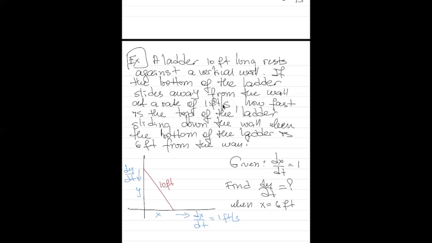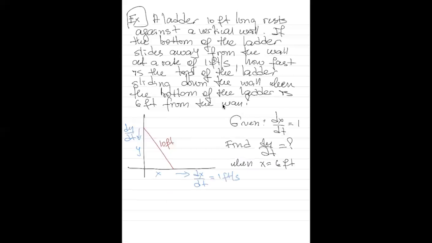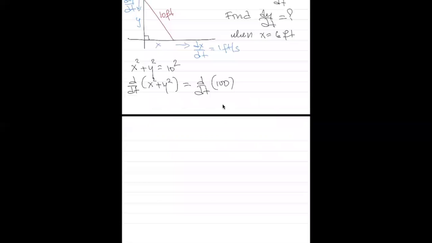All right, so what equation do we have? It's not given, but we're seeing a right triangle here, and we know the Pythagorean theorem, so x squared plus y squared is 10 squared. Okay, so let's take d/dt of both sides, because we have two variables, x and y, and they both depend on t. And the right side is going to be 100.